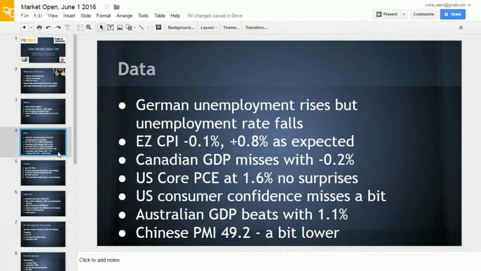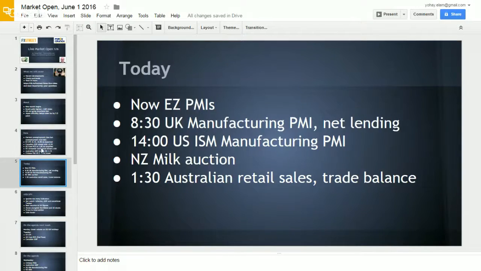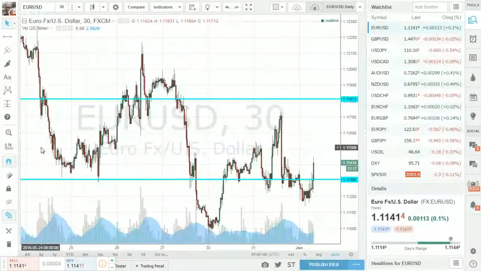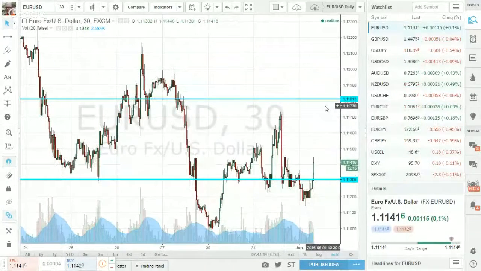Big news overnight: Australian GDP screamed higher, the best growth in 2.5 years, 1.1% quarter over quarter. Certainly helps the Australian and the New Zealand dollars, and no surprises from Japan. Let's talk about the charts in this wrap-up and then move to the event for today.